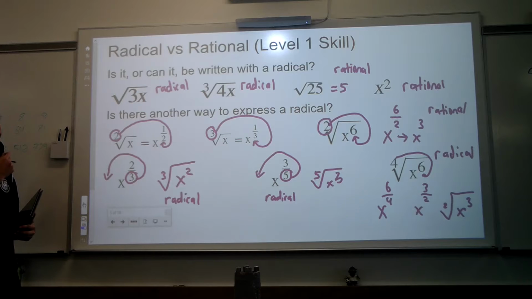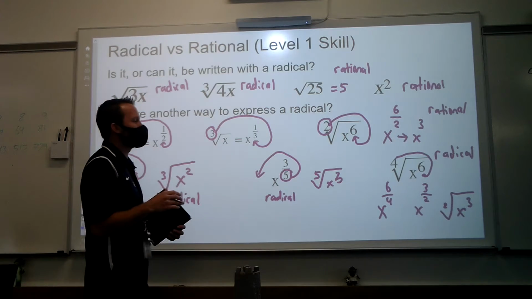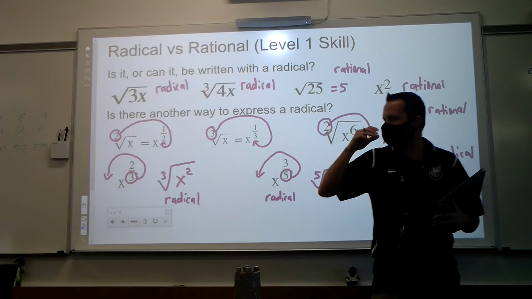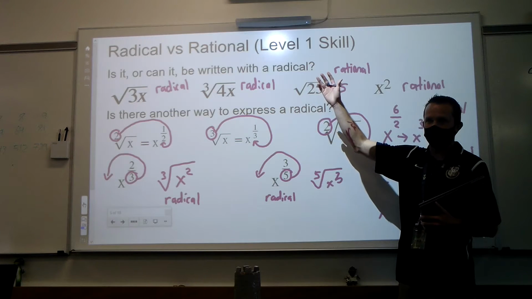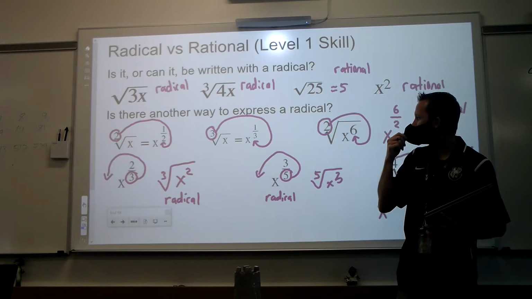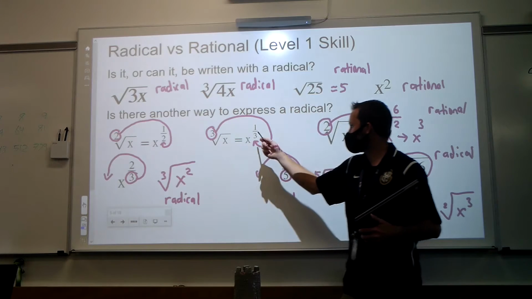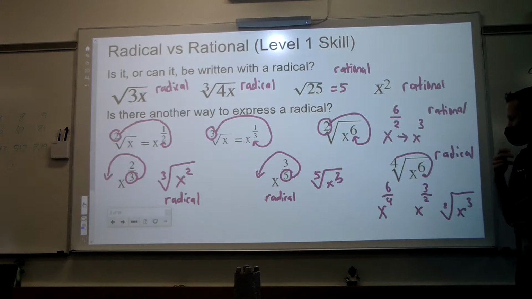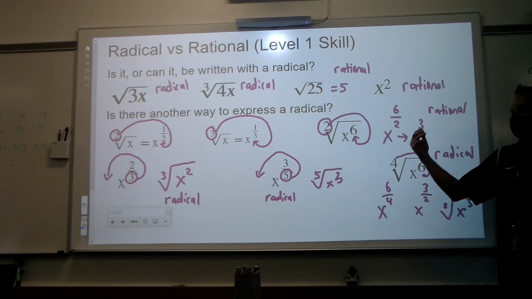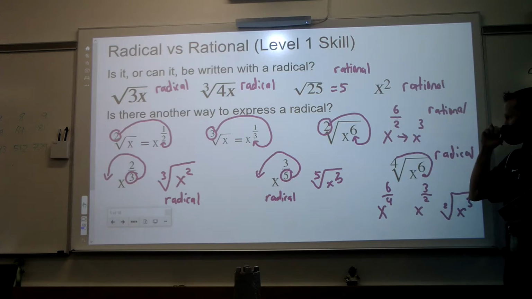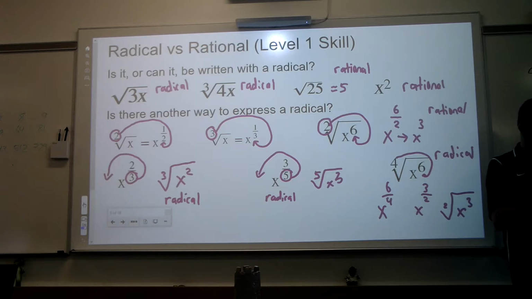Radical, bro. Alright. So do you get the basics of this? If there's a square root, it's radical. Or if it has a radical sign, it's radical. If it has a fraction in the exponent that you can't simplify, you can rewrite it as a radical. If not, it's rational. You guys can all do that, right? That's the first part of your quiz.